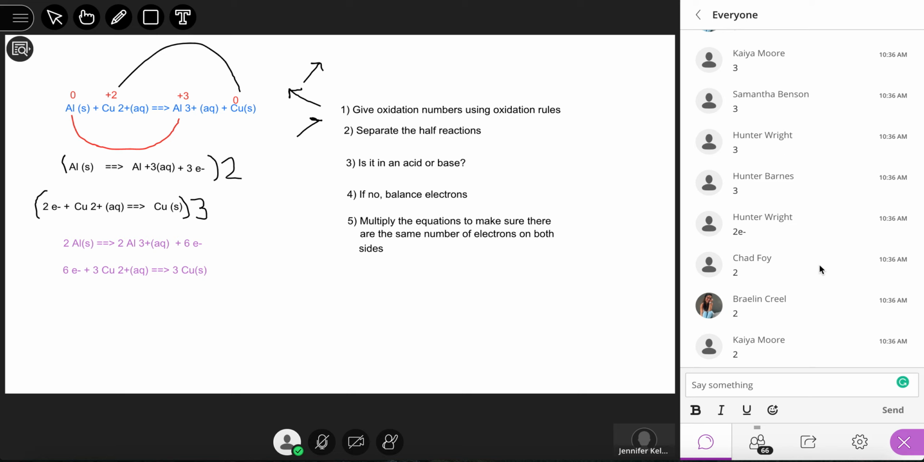All right. And then you want to look and make sure you have the same number of aluminums on both sides and the same number of coppers on both sides and so forth. I have 2 aluminum on the left. I have 2 aluminum on the right. I have 3 copper on the left. I have 3 copper on the right. So I'm good. The next step is to add them together. That's a good question. All right. So the one that's oxidized lost electrons.